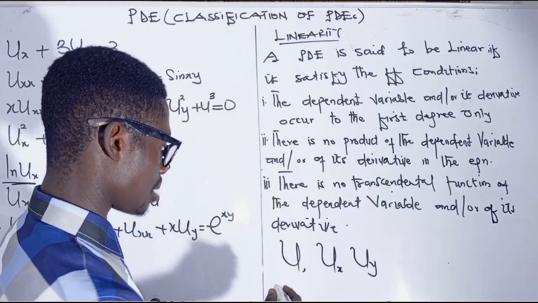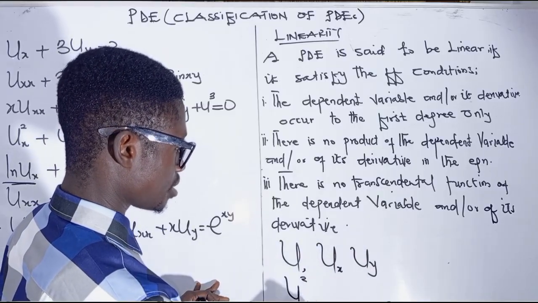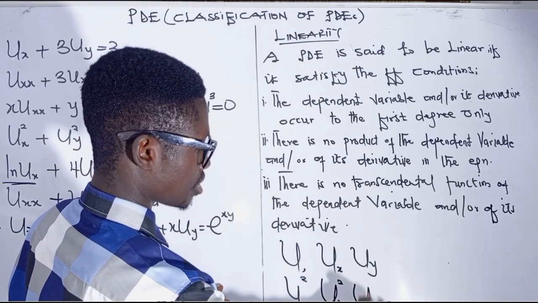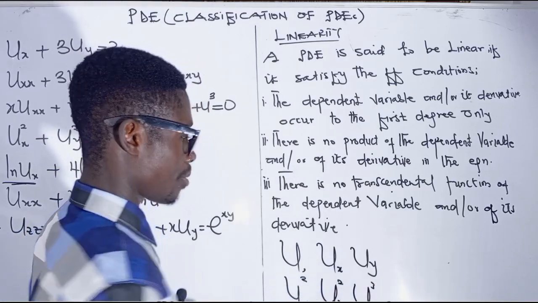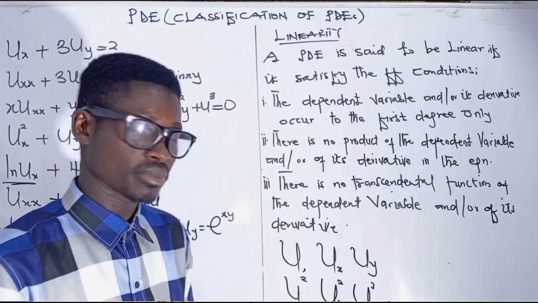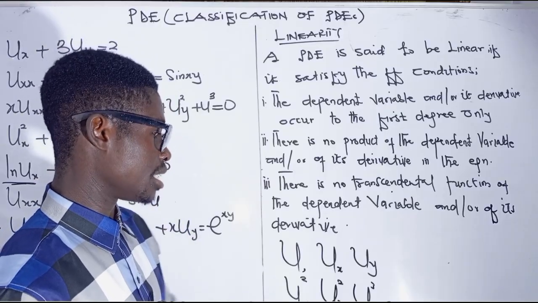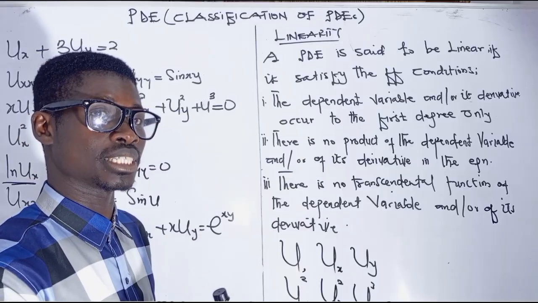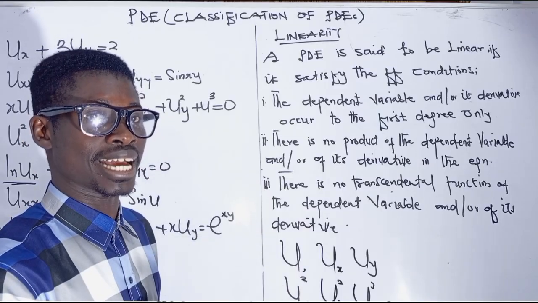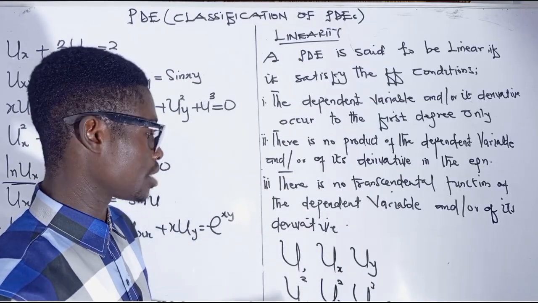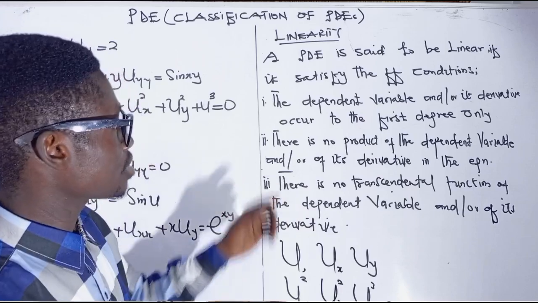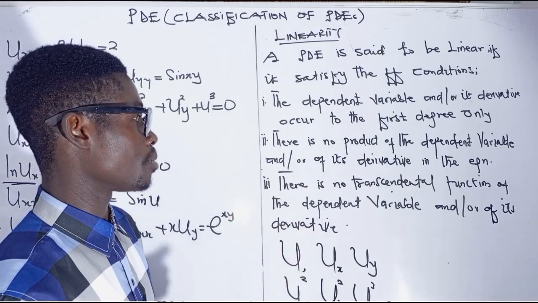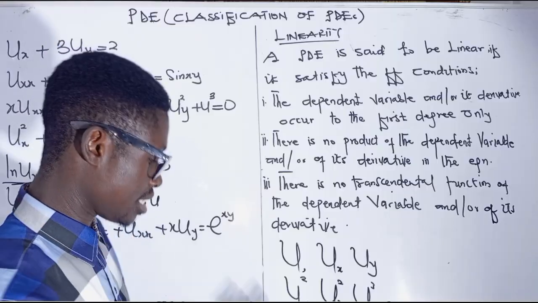We should not have something of this form, u squared x or u power 3 y. If you have a PDE and you have this within it, then that PDE is not a linear PDE, but rather a non-linear PDE. So that's the first condition. Now let's look at the second condition. There is no product of the dependent variable and or its derivative in the equation.